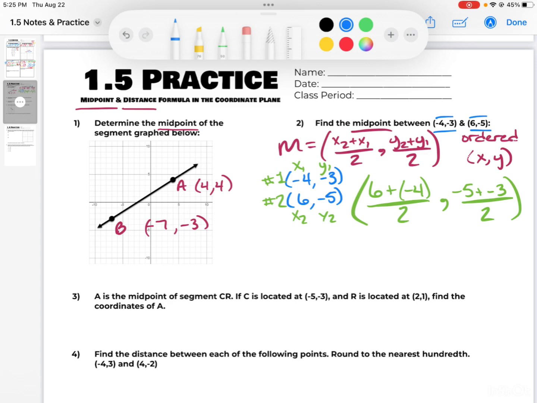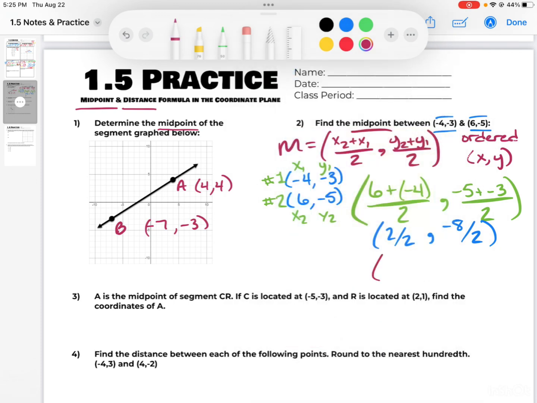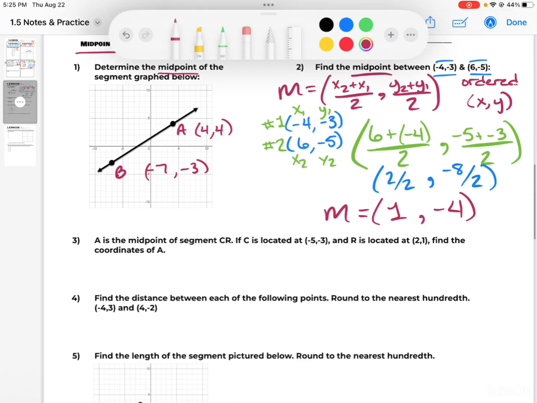So I've got 6 plus a negative number. Is just like subtraction. So I end up with 2 over 2. And then I've got -5 plus a -3. So I'm actually getting more negative. And then I divide both of these by 2. And I get 1, -4. And that is my midpoint.